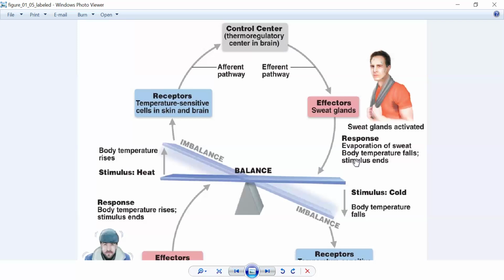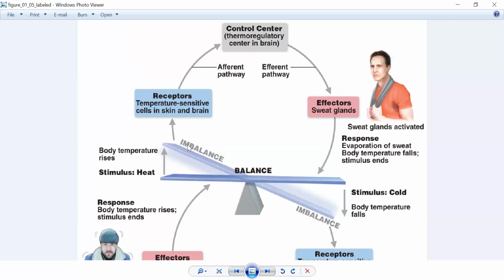Anything the body detects is generally called a stimulus. So in this scenario on the top, the stimulus, what was detected, is the heat, temperature is increasing. You detect that. It's a stimulus. And the body's response is to do the opposite in this case. So if you're overheating, you want to cool down. So when the body did the opposite to the stimulus, that's called negative feedback.